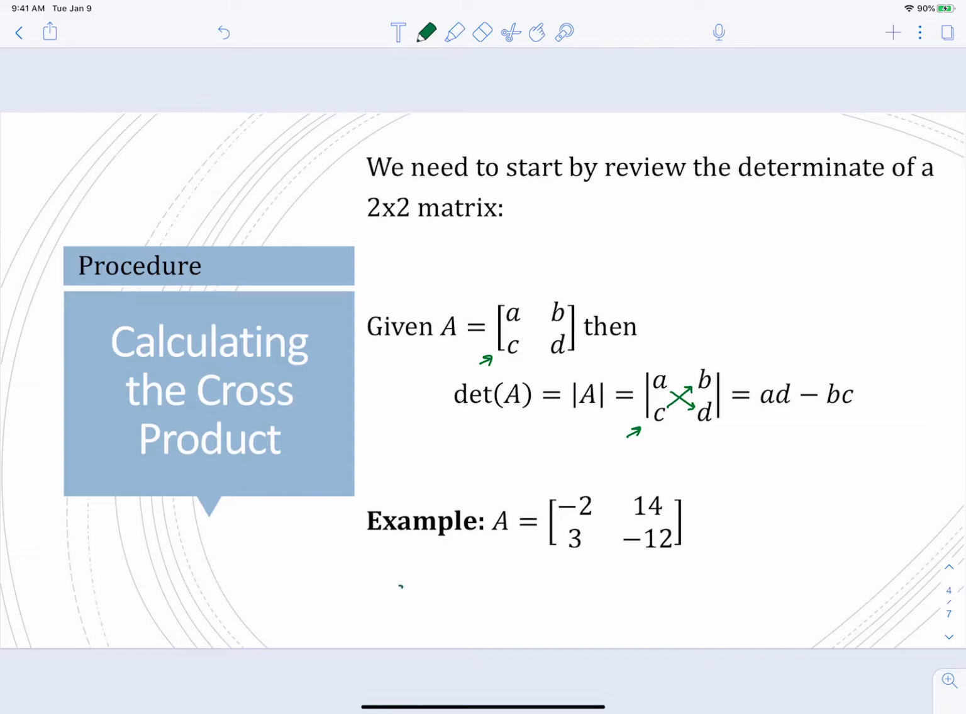So down here in our quick example, the determinant of A would be -2, 3, 14, -12. I blame my daughter for these numbers. I asked her to give me some numbers, and of course she started giving me things in the teens, so she's making us do some arithmetic here.